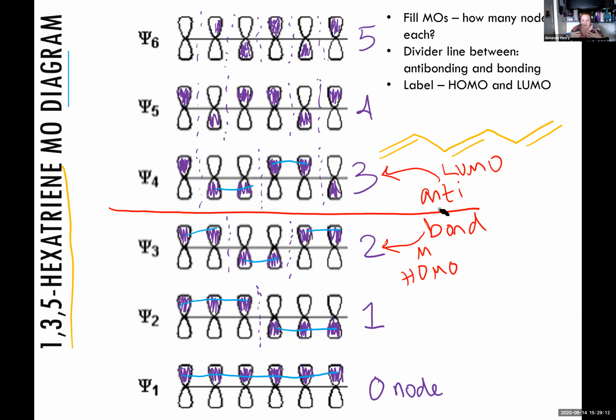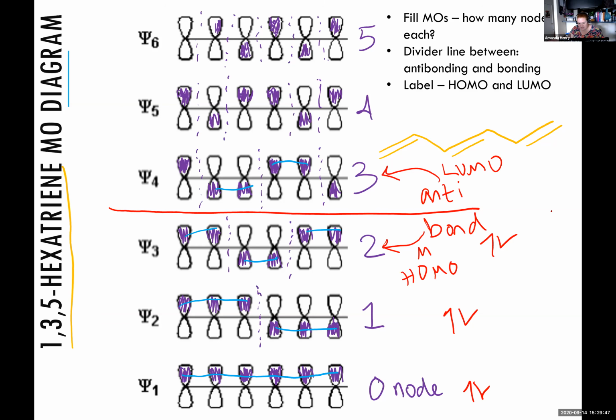So what we're looking at here is 1,3,5-hexatriene, which means it contains 6 carbons, which means there's 6 atomic orbitals, which means it makes 6 molecular orbitals, which means there's 6 electrons. So if we do 1, 2, 3, 4, 5, 6, that means all of our bonding orbitals are filled and all of our anti-bonding orbitals are unfilled. Or another way to say that is that the bonding orbitals are occupied and the anti-bonding orbitals are unoccupied.